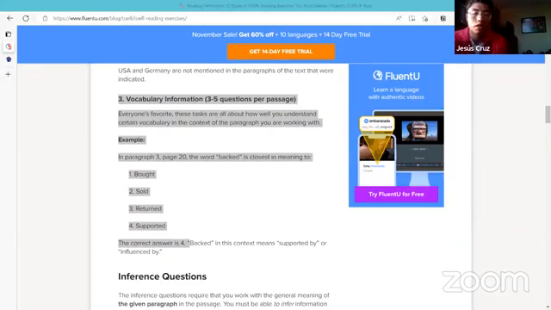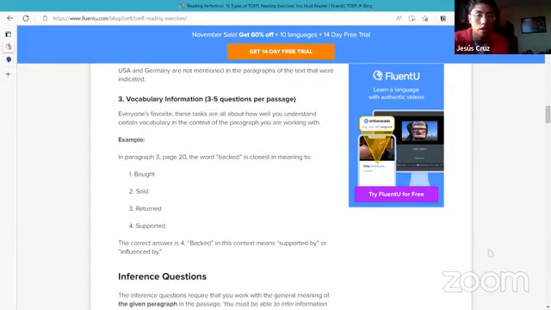3 to 5 questions per passage. Everyone's favorite. These tasks are all about how well you understand certain vocabulary in the context of the paragraph you are working with. Example, in paragraph 3, page 20, the word back is closest in meaning to: but, sold, return, supported. The correct answer is 4, backed. In this context, it means supported by or influenced by.